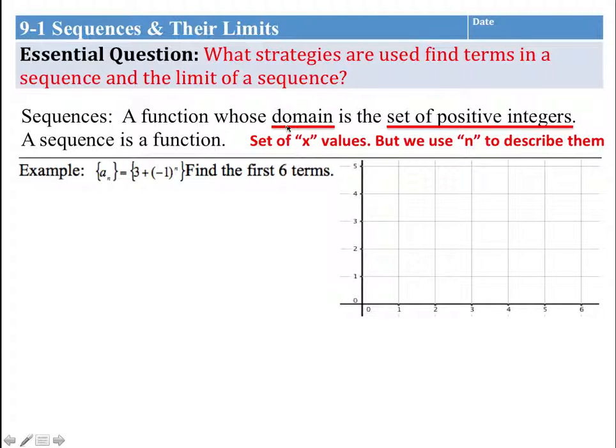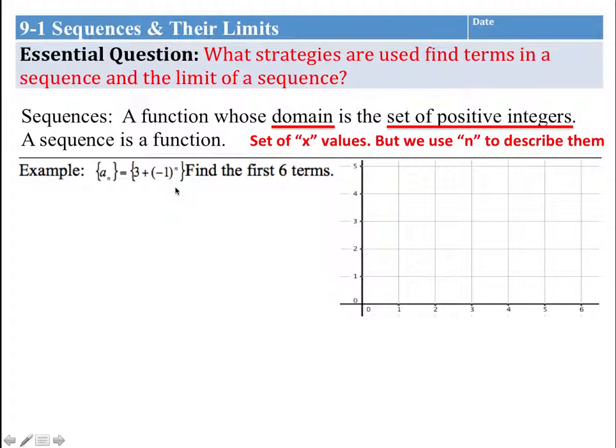function. The domain is the set of positive integers. So in other words, you've got x values and they're positive. So we use the x values along the x-axis that are starting at 1 and getting bigger. Typically when we write a sequence, like right here, instead of using x, we use n, and that's an indication of the term number. So for this example here, it says find the first 6 terms of this sequence.